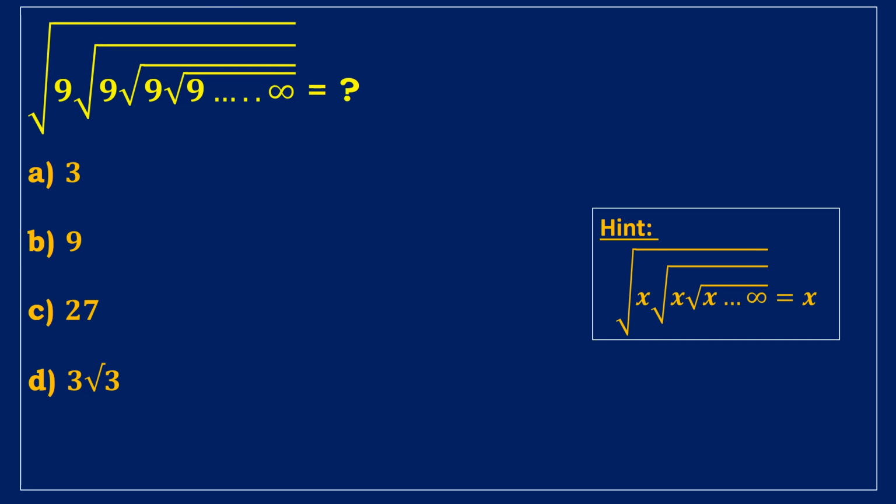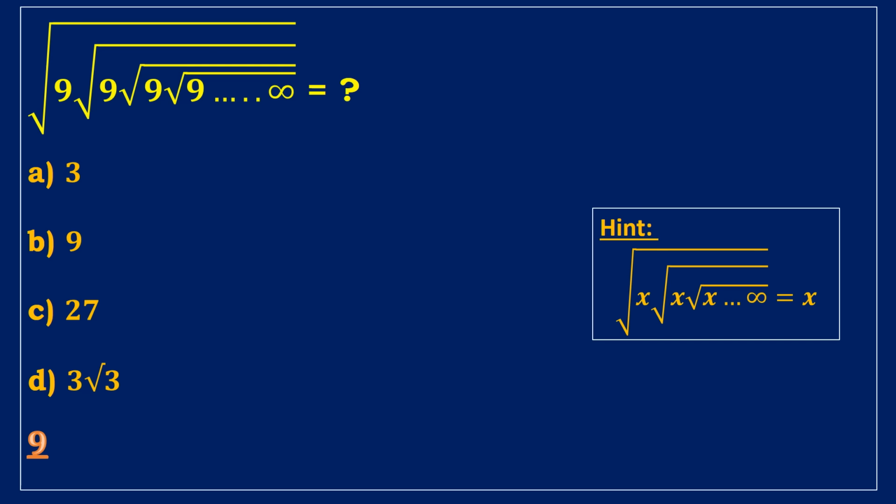There is a really interesting math trick behind it. The square root of x, under the square root of x, under the square root of x, and continues until infinity should be x. Using this concept, we obtain the required answer. Always remember that the solution is the specified number itself, which is 9.